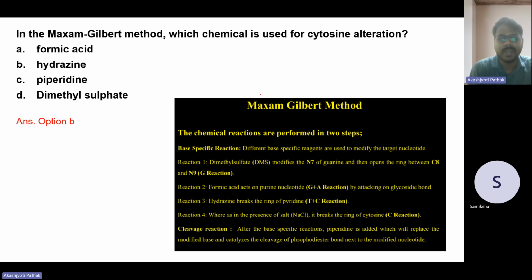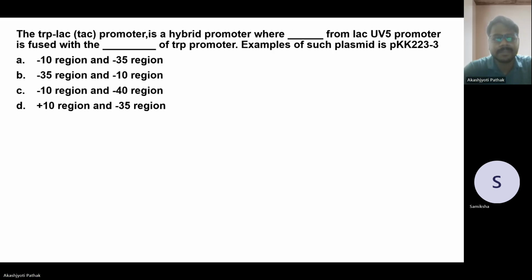These were explained very nicely by Professor Vishal Trivedi, I think in lecture 2 or 3. You can go through the lectures. This TRP-LAC promoter is a hybrid promoter where the -10 region from the LAC UV5 promoter is fused with the -35 region of the TRP promoter. These are again some things which you have to remember. These are fact-based questions.